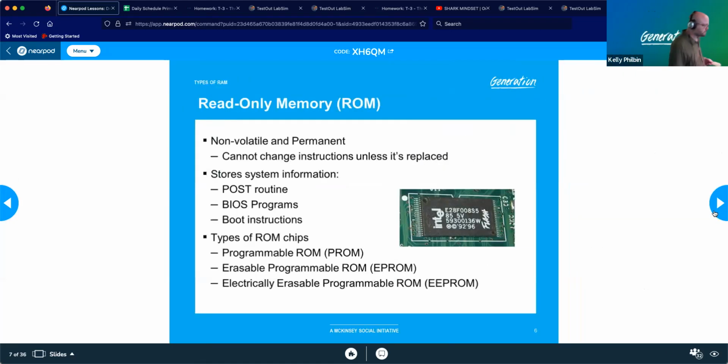So we'll put a pin in RAM, which is the random access memory, and step over to ROM, or read-only memory. Historically speaking, this was non-volatile memory and permanent. You were not able to change any of the data or instructions on the chips unless you replaced the chips. This was typically where we would have our BIOS, our POST routine, boot instructions. Historically speaking, this is where we would keep all of this stuff.